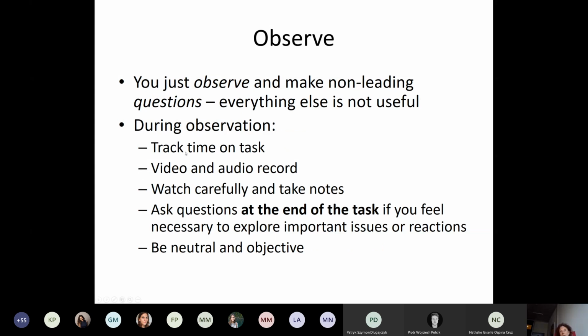You can track time on task, either automatically or with a clock, record, take notes. Depending on the complexity of the task and the way you design your study, at the end of each task you can ask for clarification, or you can ask for clarification at the end of all tasks. And you can do it informally or formally. So you can have specific questions that the user answers at the end of each task or at the end of all tasks, sort of a questionnaire. Or you can do it informally, and then you take notes.